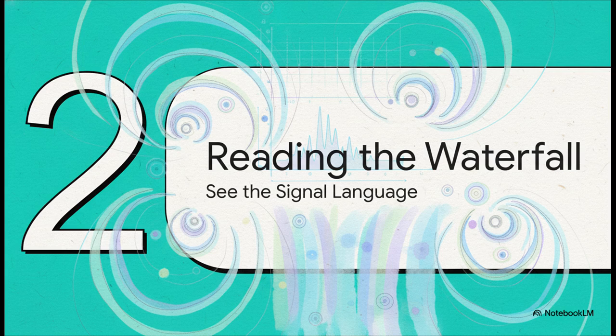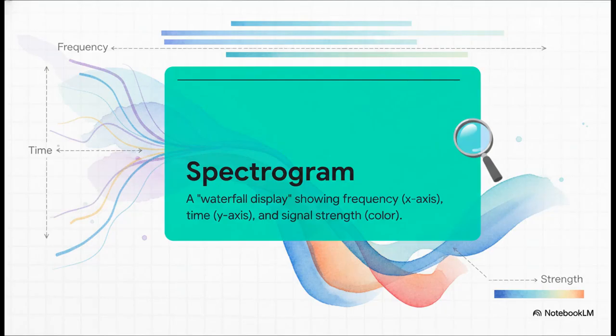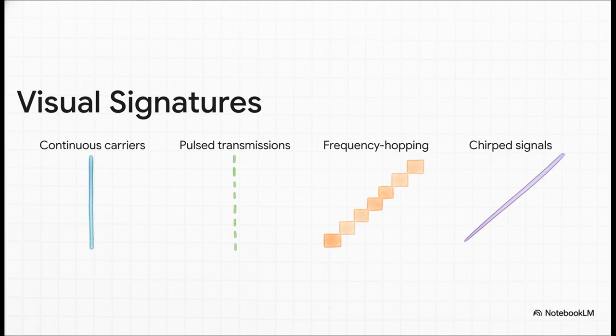And that leads us perfectly into our second section, where we're going to learn how to actually see the language these signals are speaking. This right here is a spectrogram, but honestly, pretty much everyone calls it a waterfall display, and you can see why. It gives us this incredible dynamic picture of the radio world. All you need to know is this: frequency runs left to right, time flows from the top down, and the brighter the color, the stronger the signal is. Simple as that.